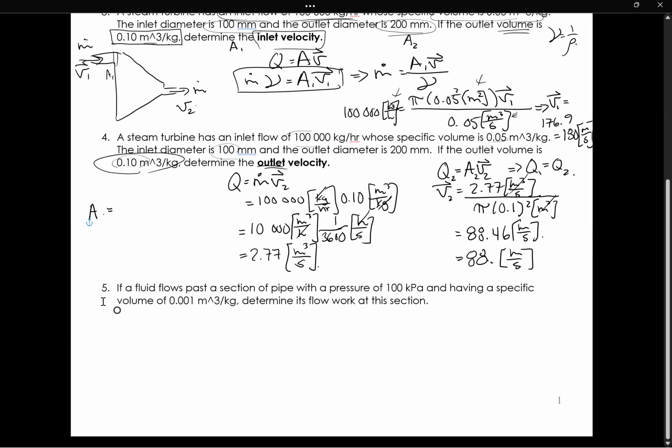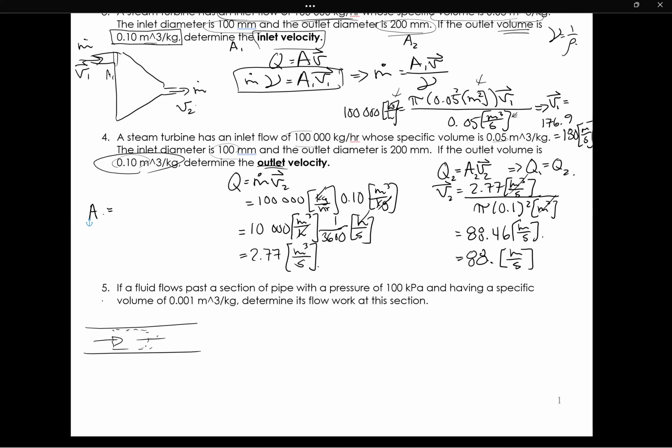Let's do another quick problem. Fluid flows past a section of pipe. Section of pipe should define a boundary. It's a flow problem. Mass flow rate. It has a pressure. Pressure equals 100 kilopascals. And has a specific volume. Remember, specific volume is 1 over density. Determine its flow work. Ooh, flow work.